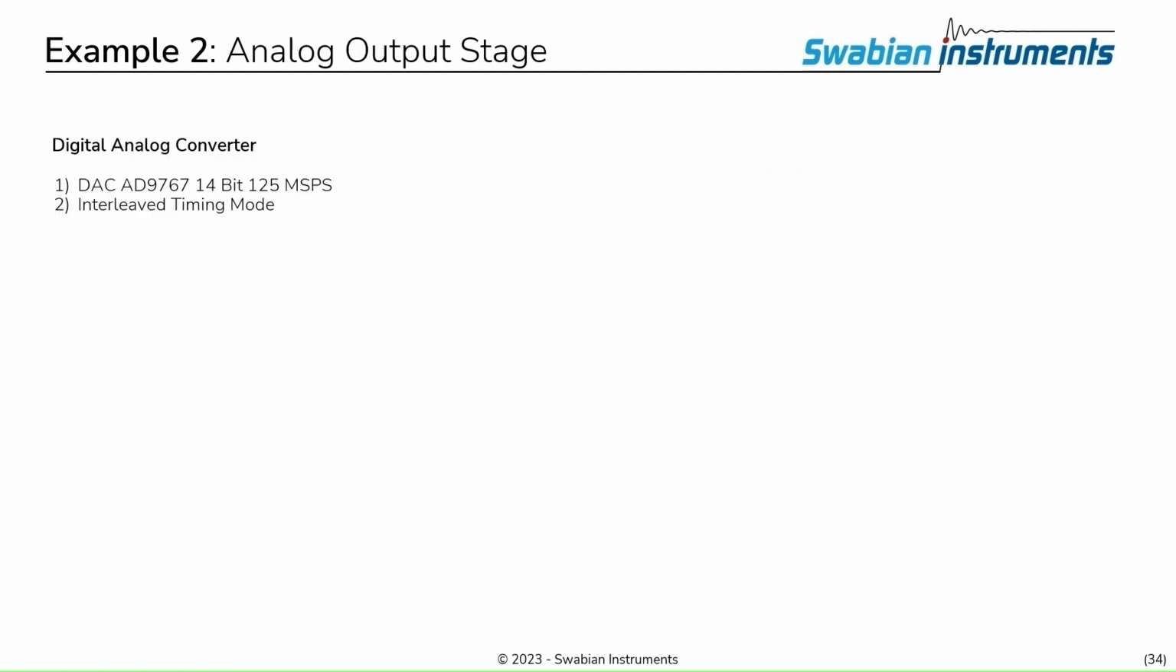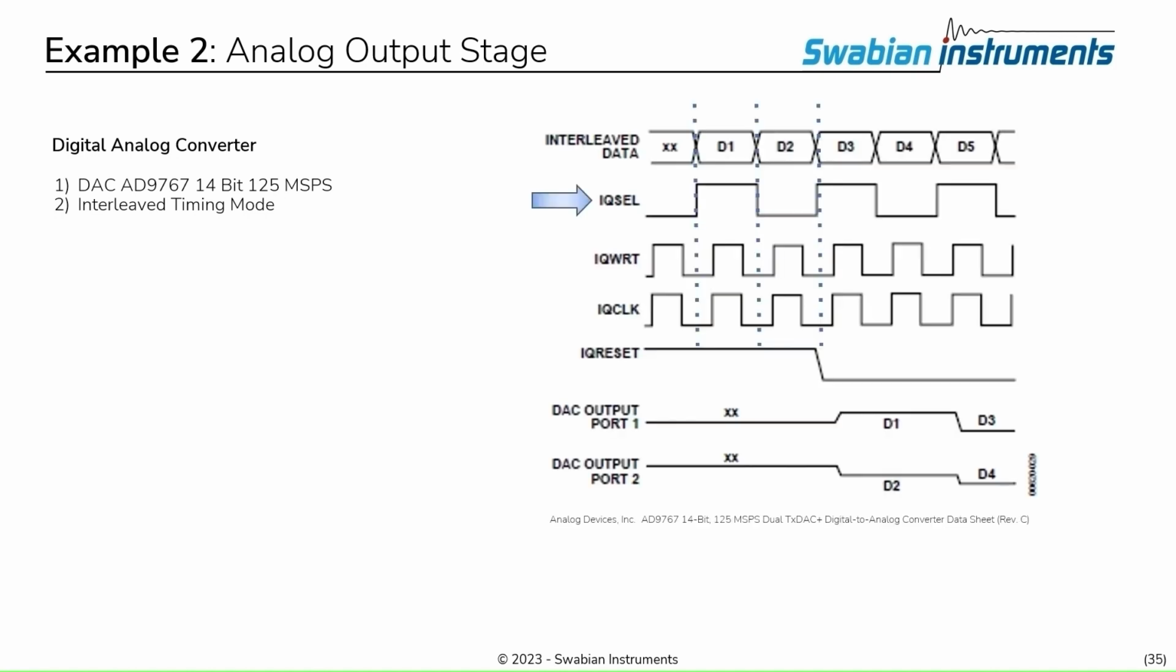As the second development example, I want to show you an issue with controlling the digital analog converter of the Red Pitaya STEMLab 125-14. The DAC is run in interleaved timing mode. With the interleaved mode, the select signal IQ sel addresses the analog channel to be updated according to whether it is high or low.